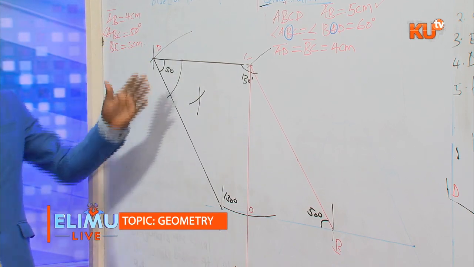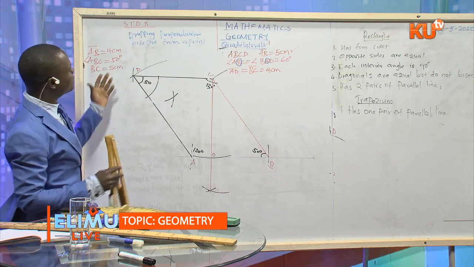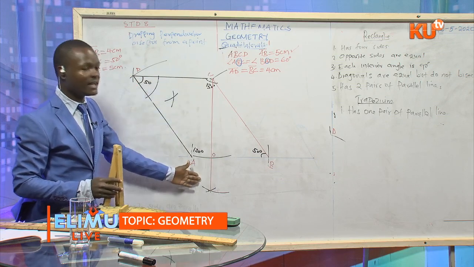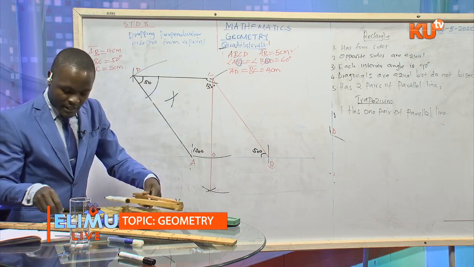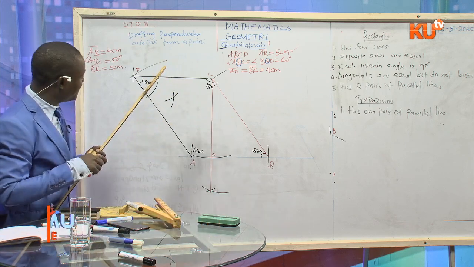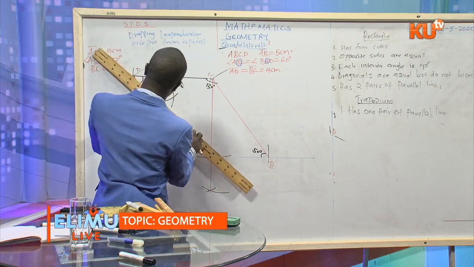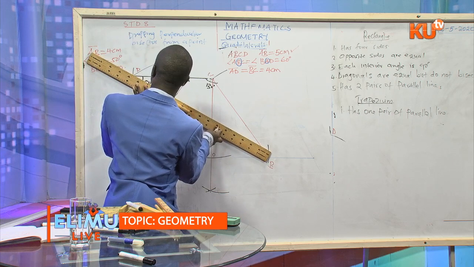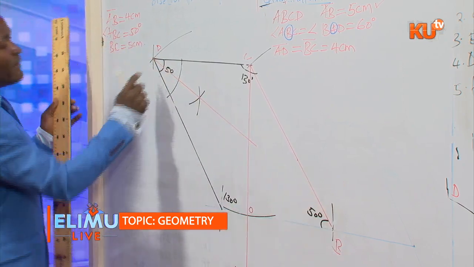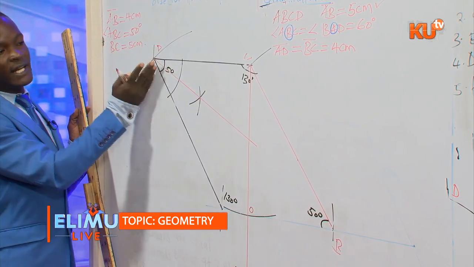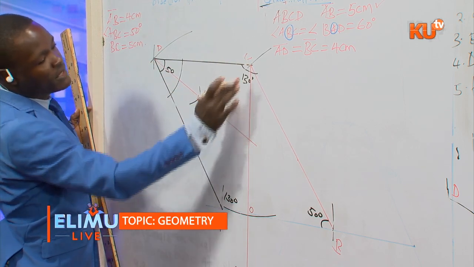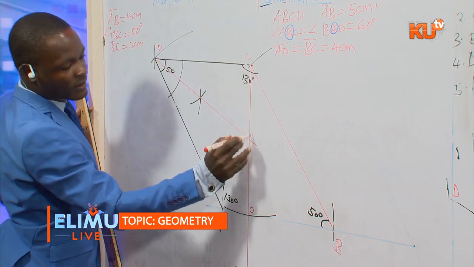I'm saying that after dropping the perpendicular bisector, you can also be told to bisect angle ADC such that the angle bisector meets the perpendicular bisector at P. So after doing what I've just done on the whiteboard, then you join the line. That is bisecting the angle. So you join this line here, like I'm just joining it, like that. This is the angle bisector, and this one is the perpendicular bisector. Where this angle bisector meets line CO is probably P.